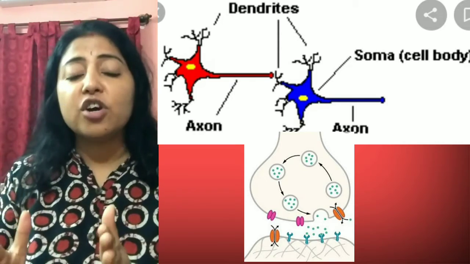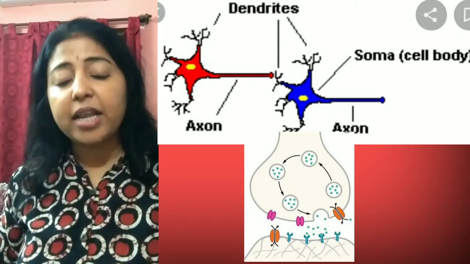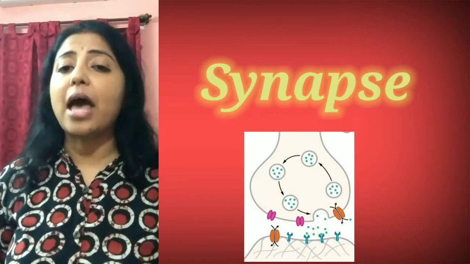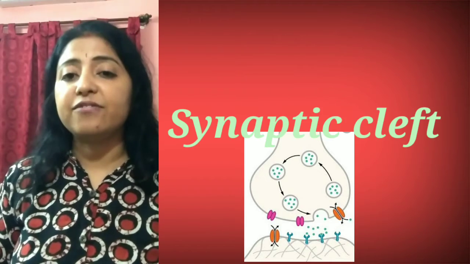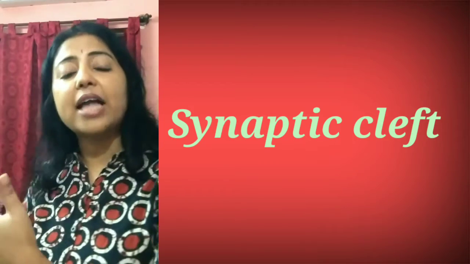So, the point of contact between two neurons, that means one neuron is ending and another neuron is starting, this point is known as synapse, or this gap is known as synaptic cleft. And here the nerve impulse will be passing from one neuron to another in dissolved condition, and the neurotransmitter helps in transmitting the impulse. Okay, clear?